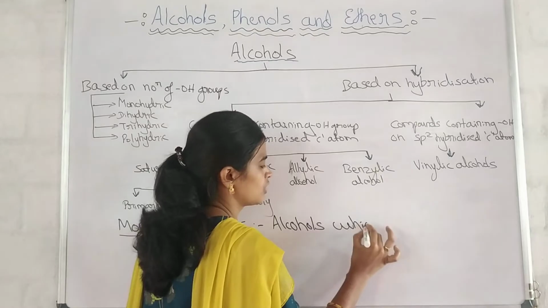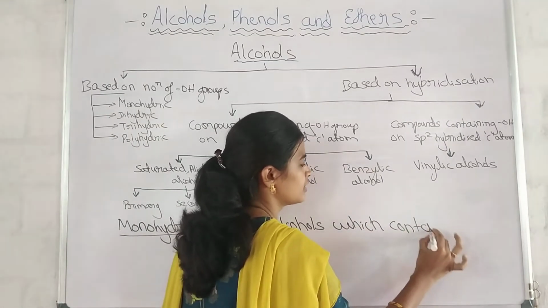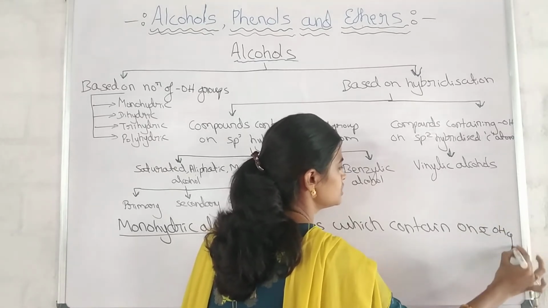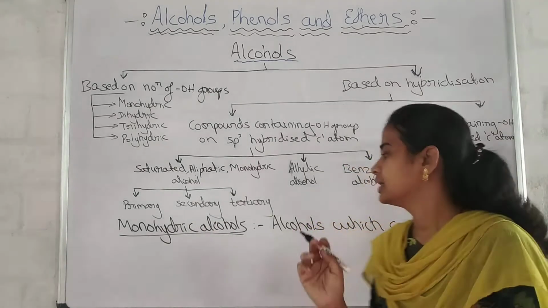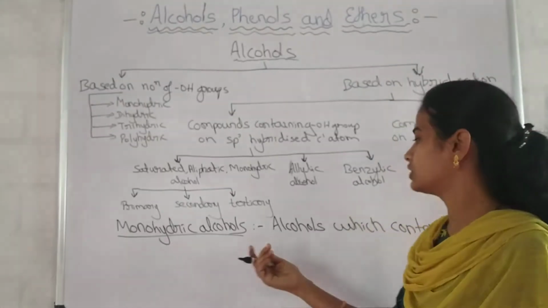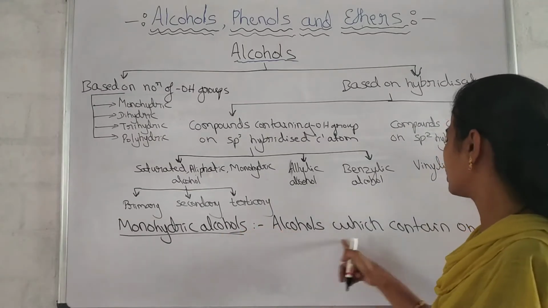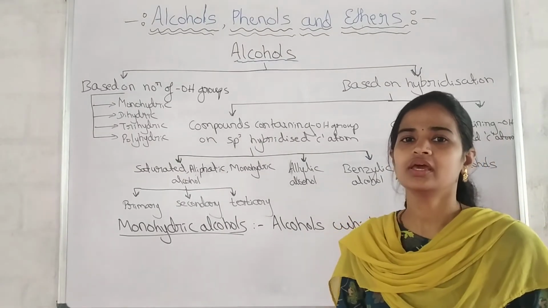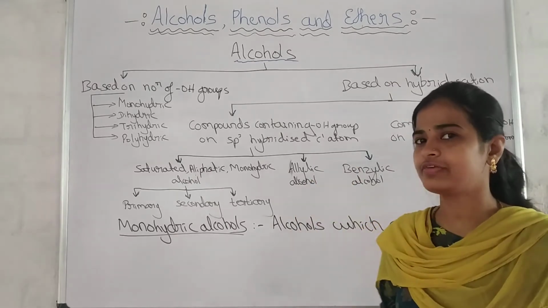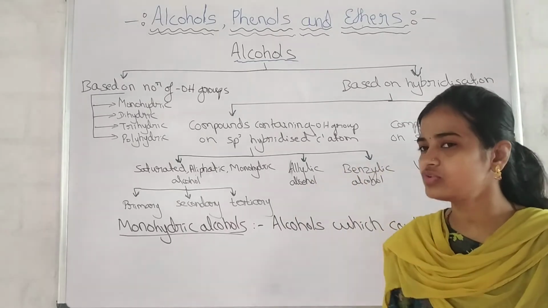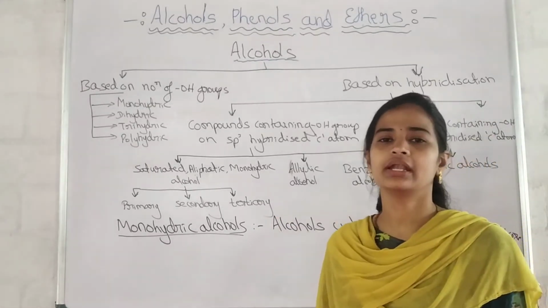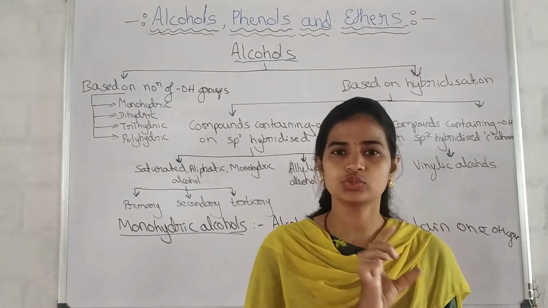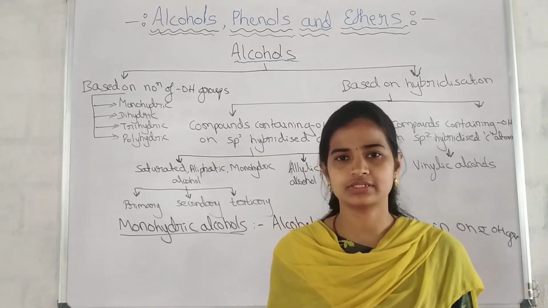Alcohols which contain one OH group. See, students, whenever we are writing the notes on the board, we will write like, monohydric alcohols which contain one OH group. But when we ask it in a question, you should answer it properly. If I ask what are monohydric alcohols, you have to answer as the alcohols which contain one OH group are called monohydric alcohols. Like this, you should be able to write the proper sentence, students.